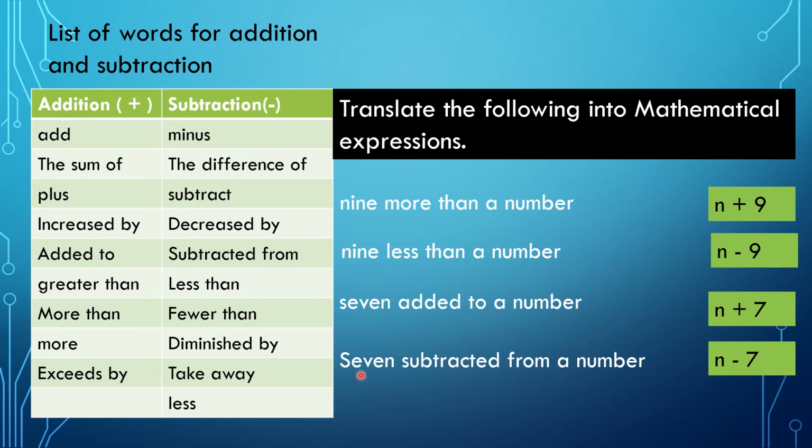Kasi sabi dito, ang 7 daw ay ibabawas mula. So from. So, ibabawas mula sa number na yon. So, dapat doon siya. Siya yung ibabawas doon sa given number. Ito naman, ang 7 daw ay i-add doon sa number. So, ito ang number, ang 7 ang i-add. Okay? So, that's it. So, you need to be careful about these phrases.